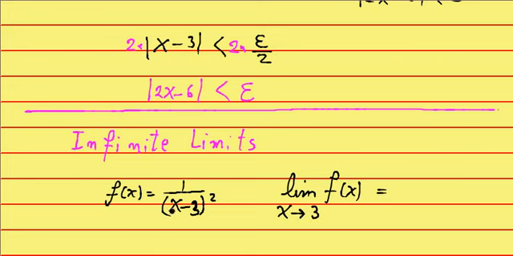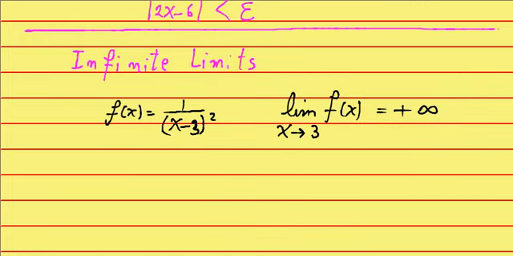Well, as x approaches 3, the denominator becomes a very small number. When you square it, it's a small positive number. The reciprocal of a small positive number is going to be infinity, plus infinity. Okay, that has been our intuitive approach to this. When x comes very close to 3, this thing goes to plus infinity.